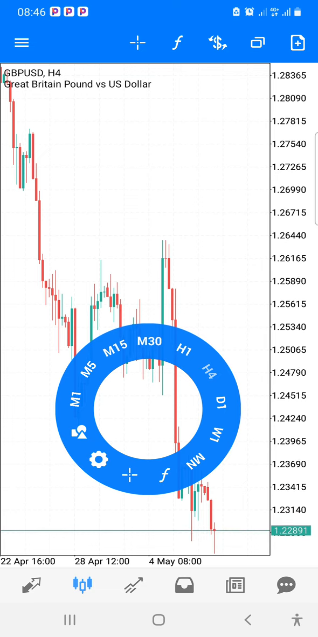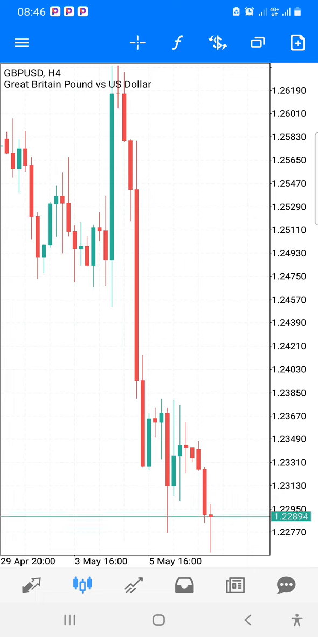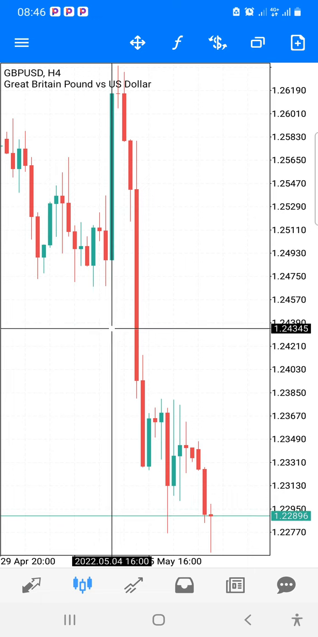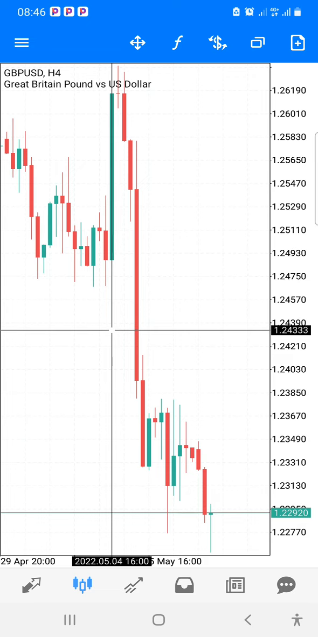I told you there are different time frames. So this is the 4 hours chart, which means that every one candle here represents 4 hours. You can see this one now, May 4. The pattern is date, month, day. So this one now is May 4, 2022. You can see now 16:00. That's the time here. That is 4 o'clock.